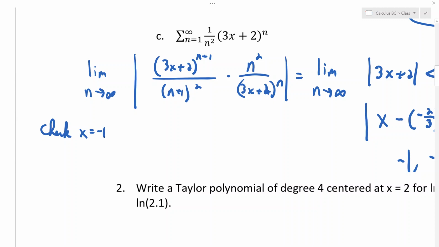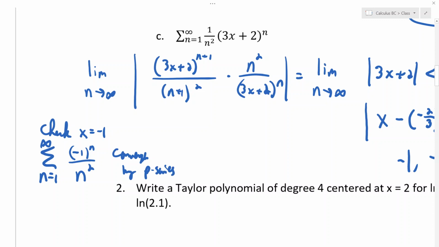Check x equals -1. If you plug in -1, do this kind of quickly, that becomes -1 to the n in there. So we have -1 to the n over n squared. And we're going to say that that converges by p-series. It's alternating, but I don't think we're running out of time. That's just the p-series. No, there's no limit here. That's just the series that becomes. So this converges by p-series.